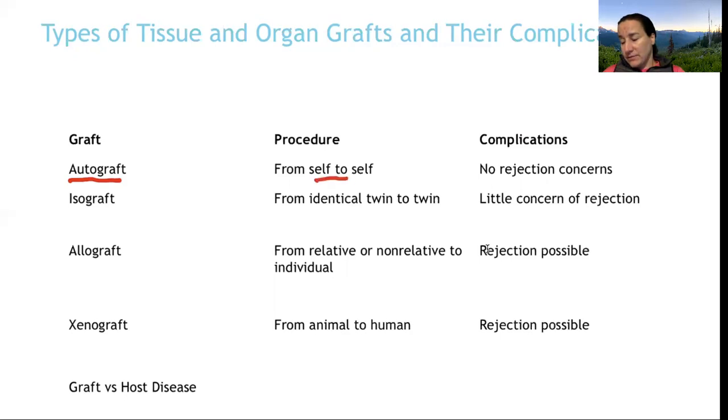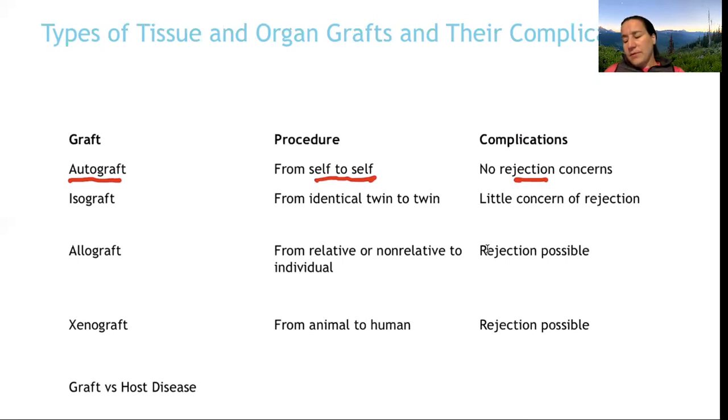it's an autograft, from self to self, and you don't need to worry about rejection because it's your own cells with their own antigens, and your immune response is not going to attack it because it's you. It's you. It's okay. So autografts are fine. They are you.